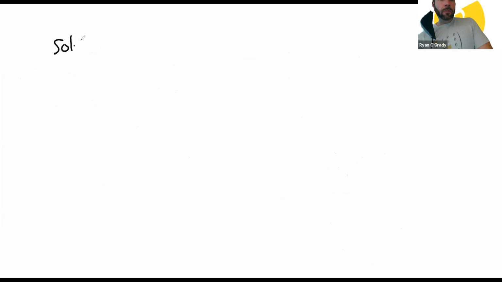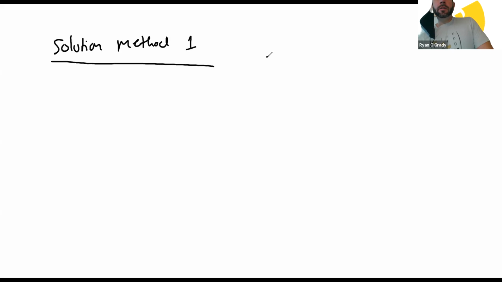Solution method one: we know that Z is X minus mu over sigma.